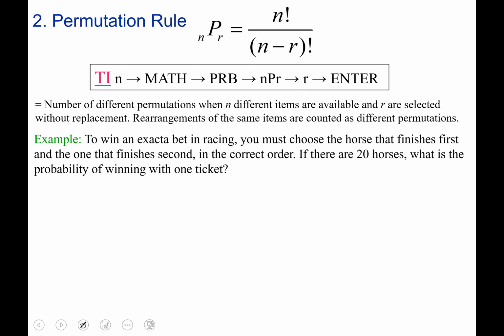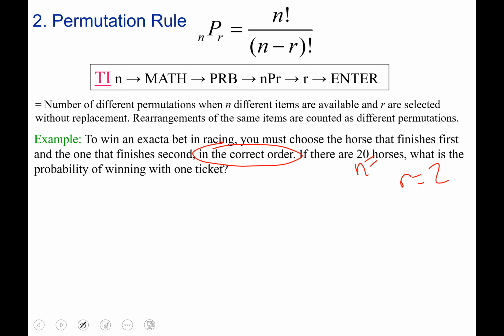All right, here's one example. To win an exacta bet in racing, you must choose the horse that finishes first and the one that finishes second in the correct order. Okay, we're going to focus on that, in the correct order. If there are 20 horses, that's our lowercase n equals 20, what is the probability of winning with one ticket? Okay, lowercase n equals 20, and we are going to choose 2 horses, the horse that finishes second and the horse that finishes first. So we have r equals 2.